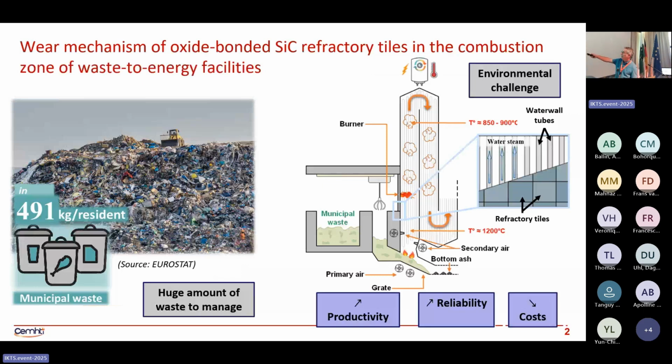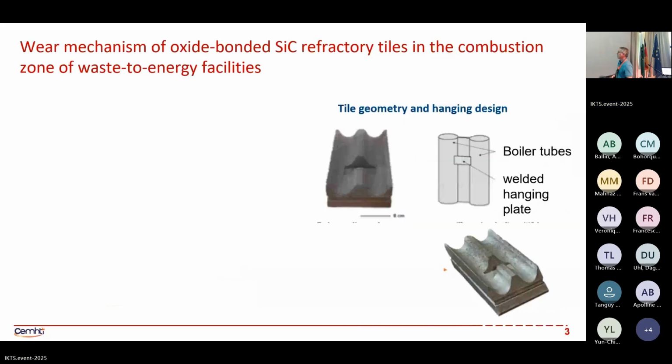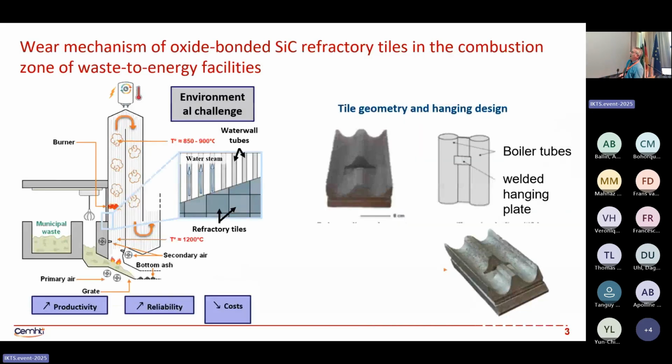Okay. Of course, what we create as waste are very reactive. So the fume is very reactive. So that's why we have to protect this tube. And that's why we apply some refractory tiles, generally made of silicon carbide, because silicon carbide has good thermal properties to transfer the heat and at the same time a good chemical resistance. Okay. And we will focus on this part here with a contact between the walls and the ashes. Okay. So these are the tiles.